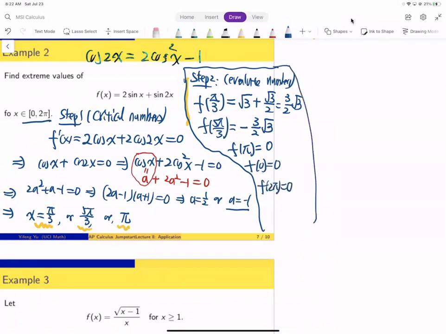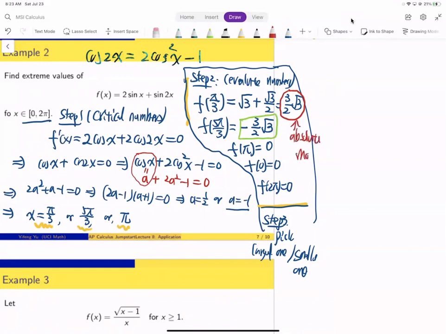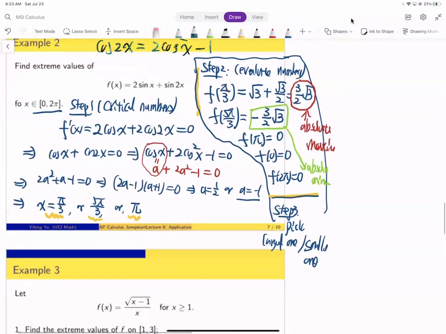All right, now step 3. We pick the largest one and the smallest one, right? What's the largest one? You find this is the largest one, and this is the smallest one. So then we get that this is the absolute maximum, and this one will be the absolute minimum.